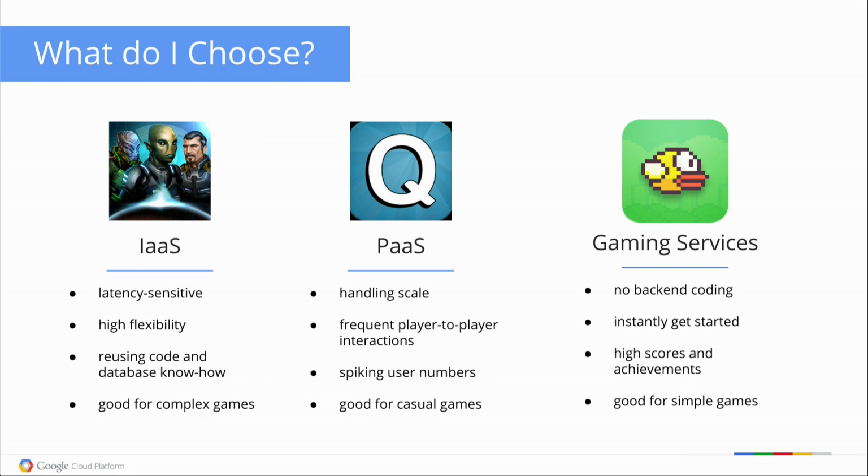Platform as a service is also great for providing services that allow for player-to-player interaction. So again, this goes back to Ingress. Ingress runs on a platform as a service, and it offers all of these features that make it very easy to access other APIs and services that allow you to build social interaction. Spiking user numbers comes back to scale. And this is pretty good for casual types of games. Games like Ingress.